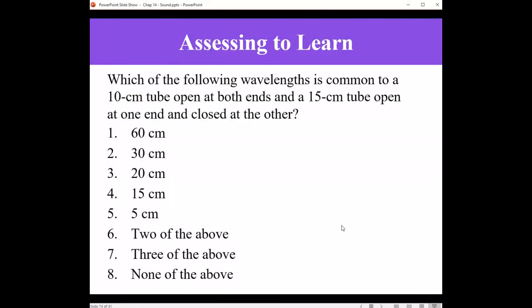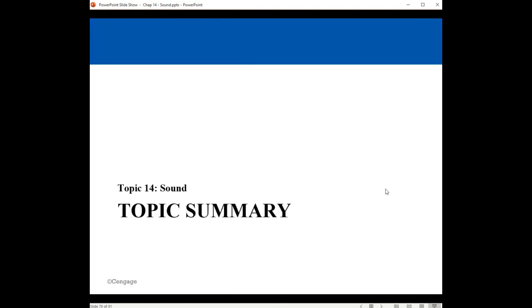Which of the following wavelengths is common to a 10 centimeter tube open at both ends and a 15 centimeter tube open at one end? So for the one open at two ends, the length is related to half lambda. For the one open at one end, the length is related to 1/4 lambda. So this would be the right answer. This can be multiples or related to 10 and 15.